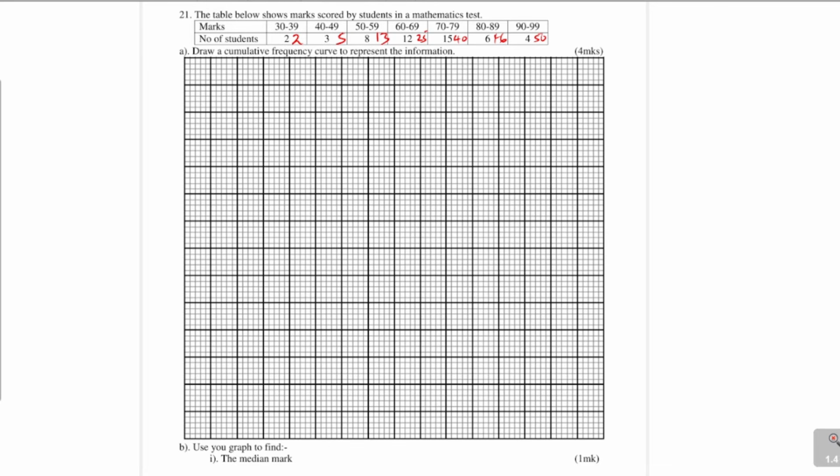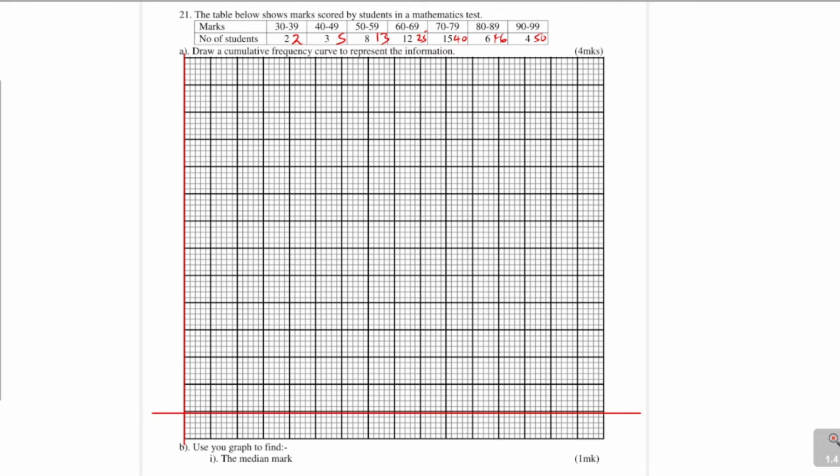And now we need the upper class boundaries. The first class is from 30 to 39, so the upper class boundary there is 39.5. The other class, 49.5. The other one, 59.5. The other one, 69.5, 79.5, 89.5, 99.5. I don't need to write that one because you already know it. So let me go straight to the graph.